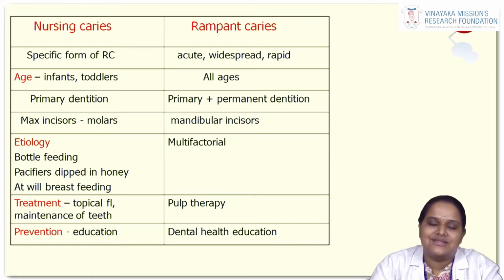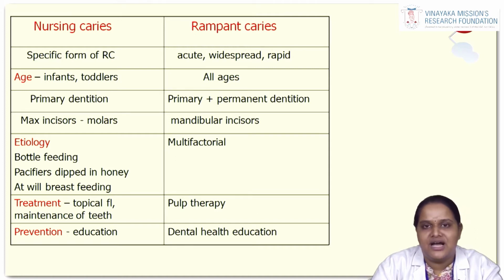Here the etiology is mainly bottle feeding, pacifiers dipped in honey and improper breastfeeding practices. The treatment mainly involves topical fluoride application on frequent visits and maintenance of teeth with proper oral hygiene practice. Prevention is mainly focused on education, that is, primary levels of prevention are mainly followed for nursing caries.